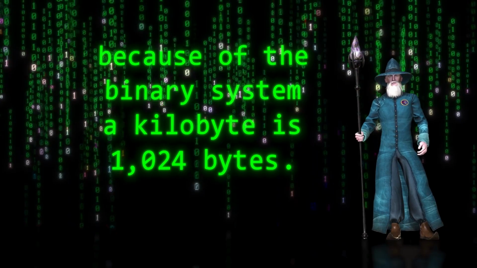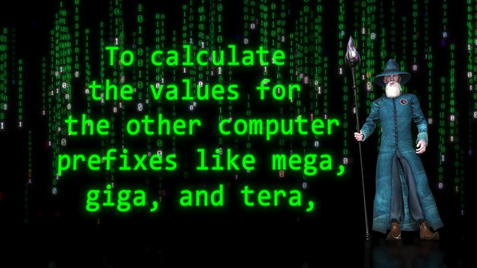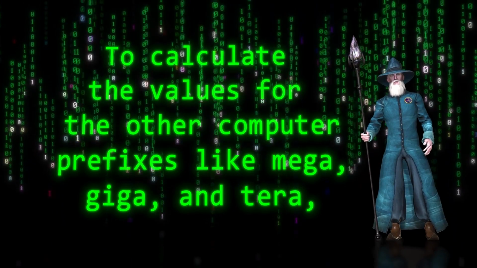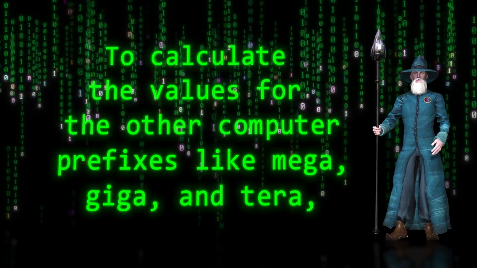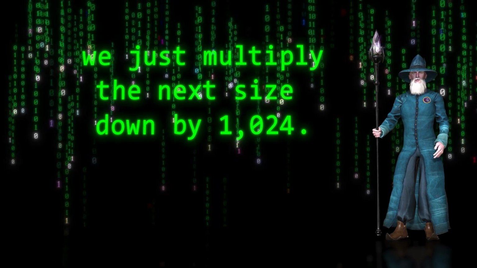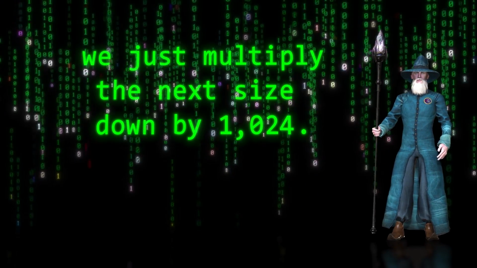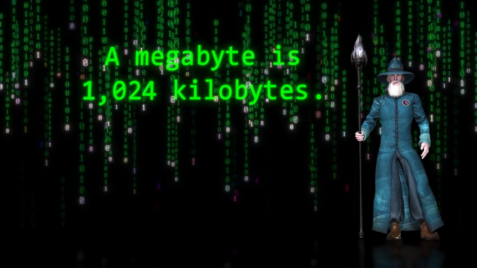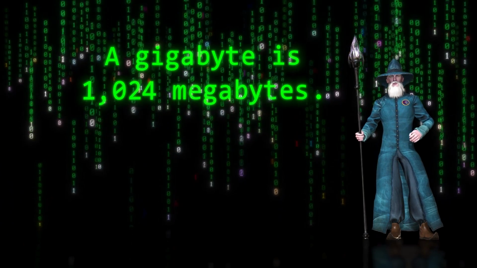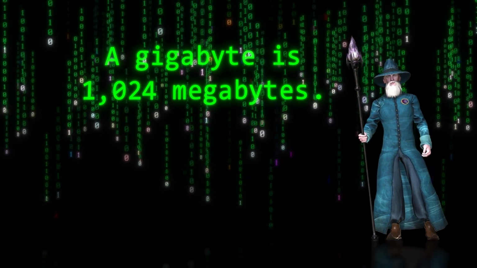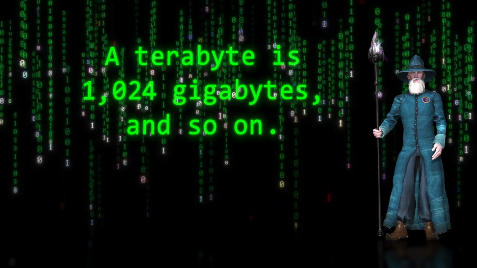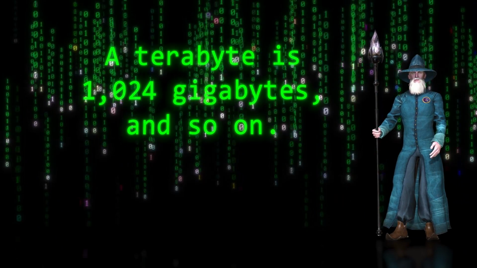To calculate the values for the other computer prefixes like mega, giga, and tera, we just multiply the next size down by 1024. A megabyte is 1024 kilobytes. A gigabyte is 1024 megabytes. A terabyte is 1024 gigabytes, and so on.